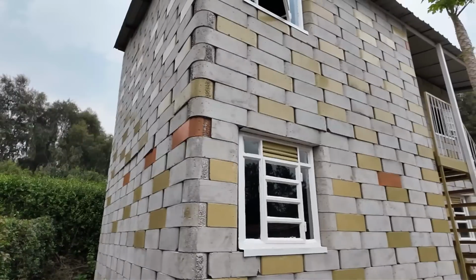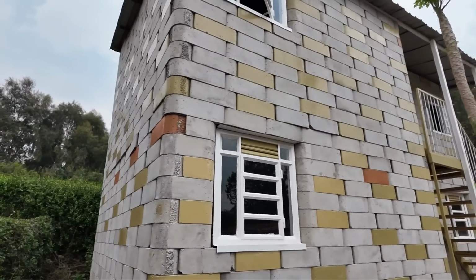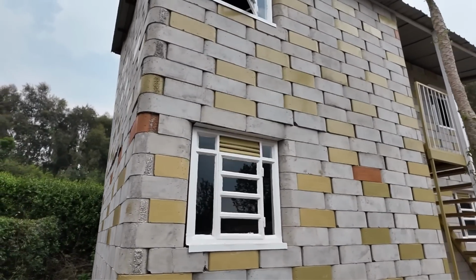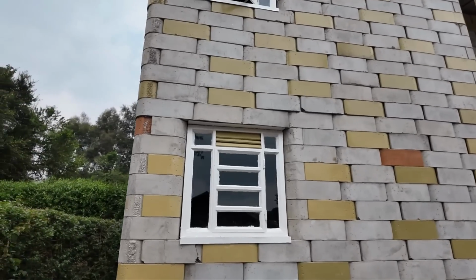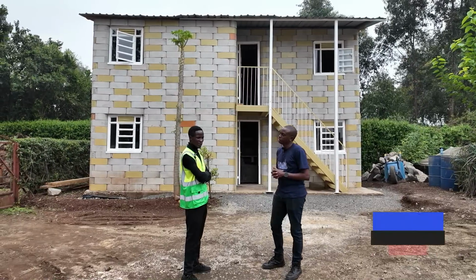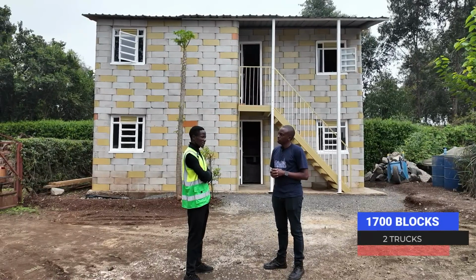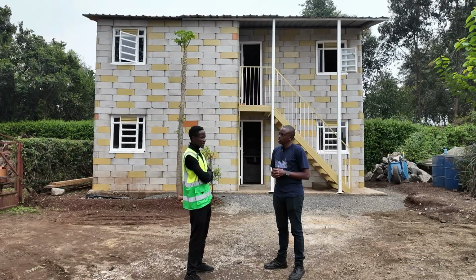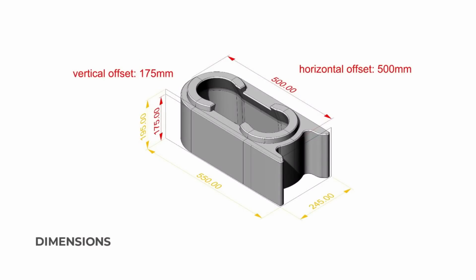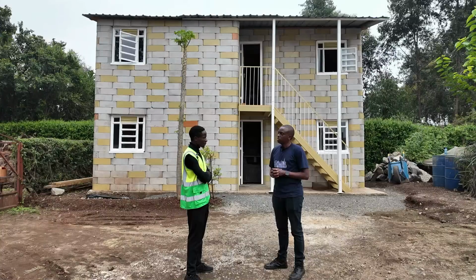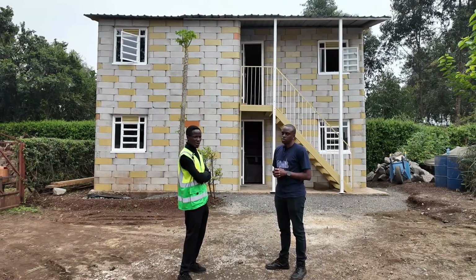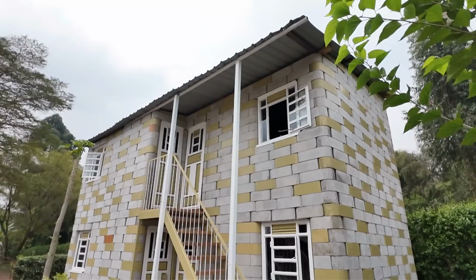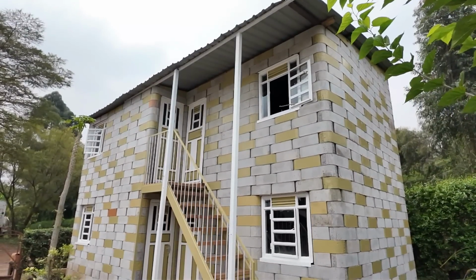How many blocks were used for this entire house? For this entire house, we were able to use 1700 twist blocks, which is more or less 2 trucks, because we used an FRR truck, which carries around 850 blocks per trip. So we were able to utilize 1700 twist blocks. That is also inclusive of some markup for breakages.